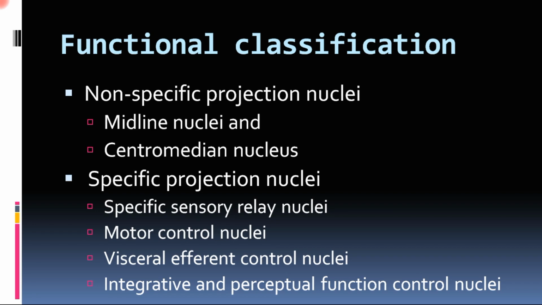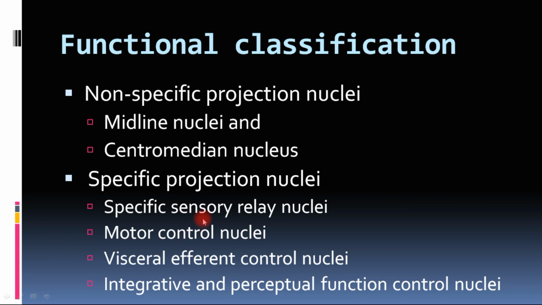So the non-specific nuclei are the ones which send their signals to a broad area of the cerebral cortex, which are receiving the signals from the reticular activating system and other areas of the brain and sending their signal to a broad area, that is the whole of the cerebral cortex. That makes up the non-specific projection nuclei. Under this come the midline nuclei and the centromedian nucleus. So the midline nuclei and the centromedian nucleus will receive signals from different areas of the brain and will send the signal to a broad area of the cerebral cortex.